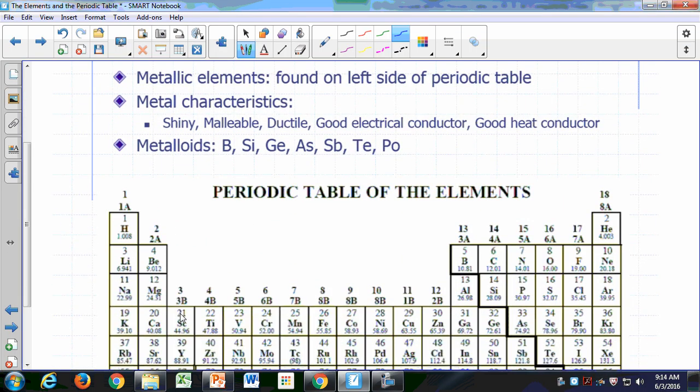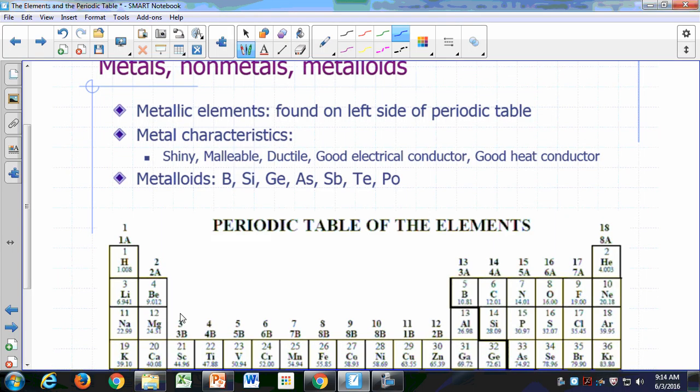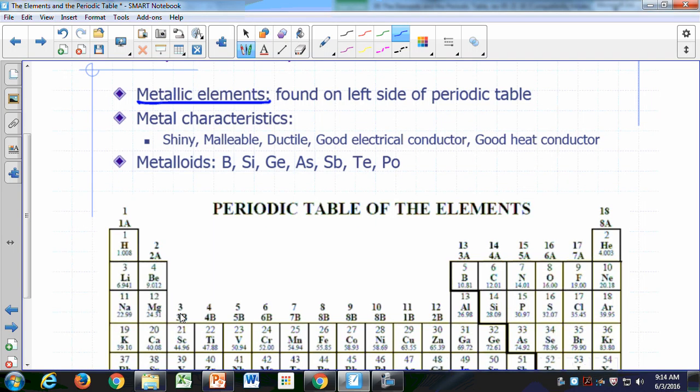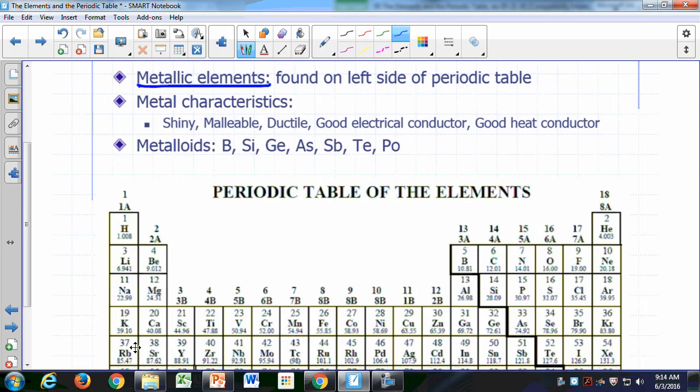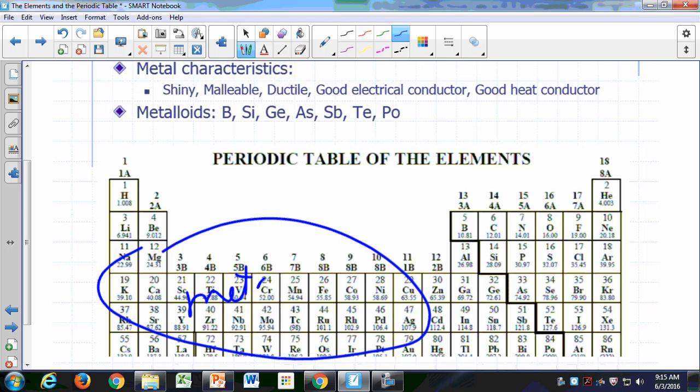Now, the elements can also be classified as either metals, nonmetals, or metalloids. The metallic elements are the elements that you find in nature as pure elements, and you'll see them in the periodic table. They're listed on the left side of the periodic table. So you'll see your metals over here on the left. And on the right side of the periodic table, you have your nonmetals.